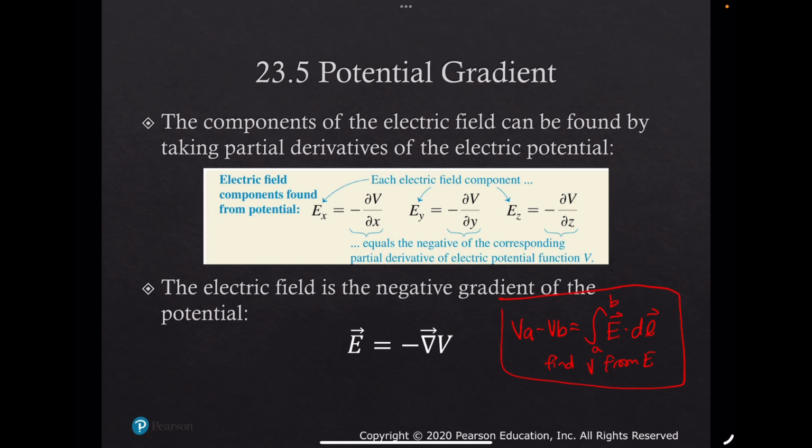Well, guess what? You can actually go the other way, all right? If the potential is known, so if you were given an equation for potential, could you find the electric field from it? The answer is yes. And the relationship is going to be the opposite of integration. It's going to be derivatives, okay? And so we can get the x component, because the electric field is a vector, by doing negative partial derivative of the potential with respect to x. We get the y component by doing negative partial derivative with respect to y, and negative partial derivative with respect to z to get the z component.